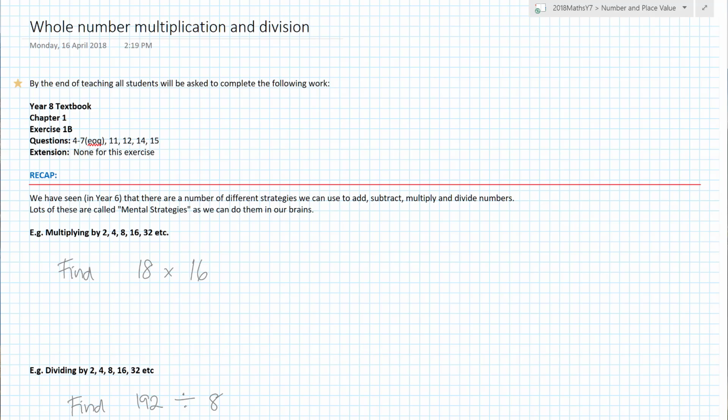Welcome back, and wow, whole number multiplication and division, as if the last lesson wasn't exciting enough with addition and subtraction. Here we are in year 8 level, following the Cambridge Essentials textbook series because that's what I'm teaching to. And wow, we're now going to do multiplication and division.